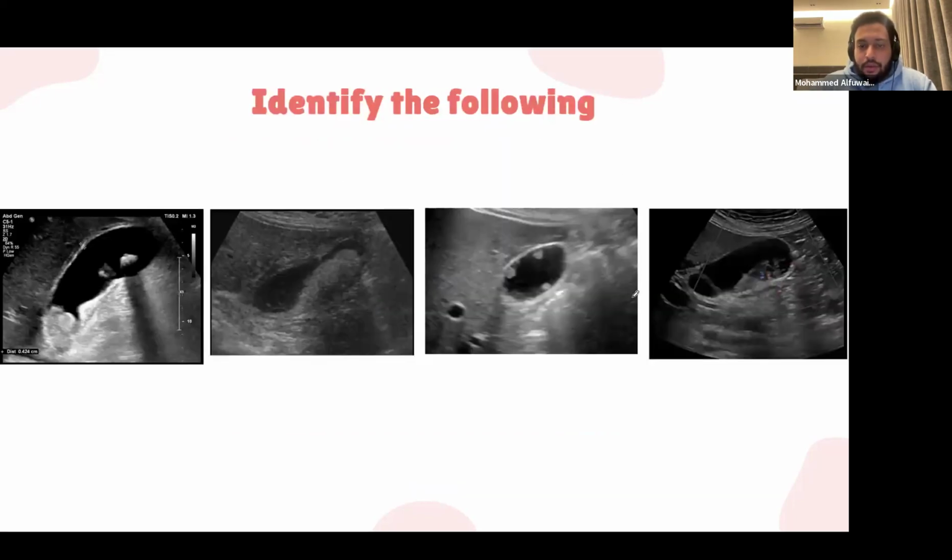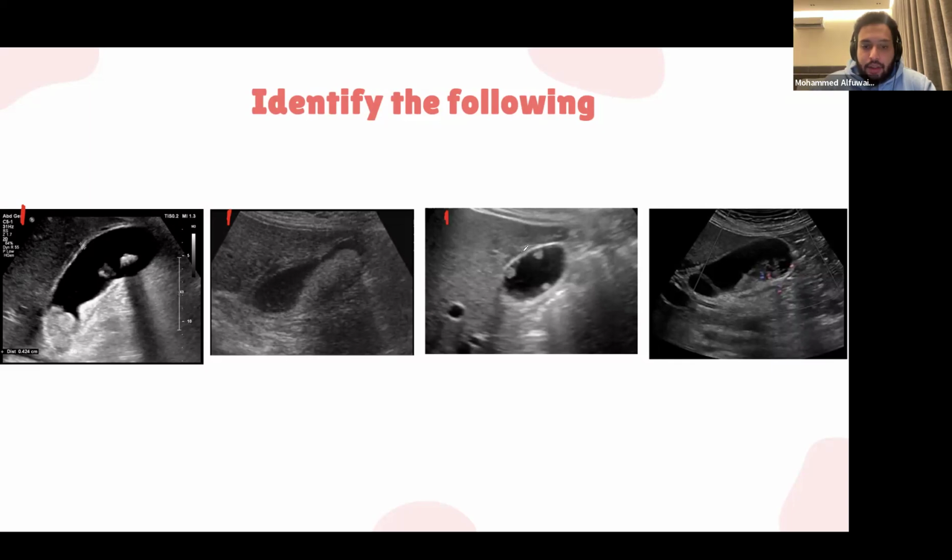Now we need to go through all of these so you know the differences between them. What does this image have? What do they have in this image? First one, the stone. Good. How about this patient? Sludge. Good. It's less bright than the stone. How about this patient?